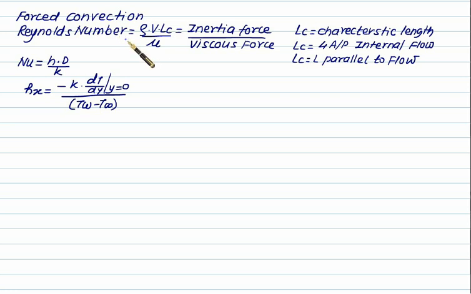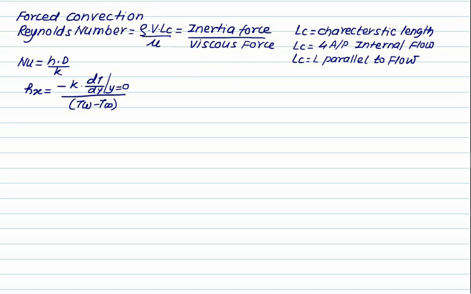Laminar and turbulent flow can be identified by using a Reynolds number, and the Reynolds number is given by the product of density multiplied by velocity multiplied by characteristic length divided by dynamic viscosity mu, and is defined as inertia force divided by viscous force. Here Lc represents the characteristic length.